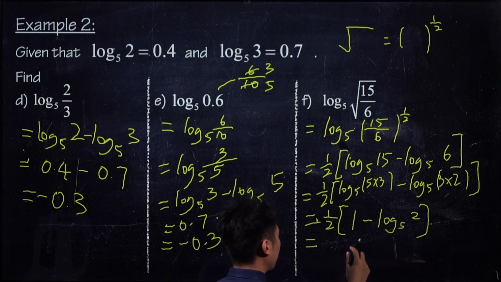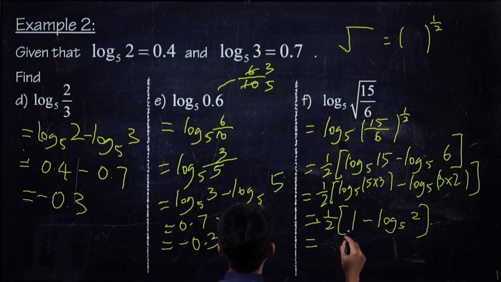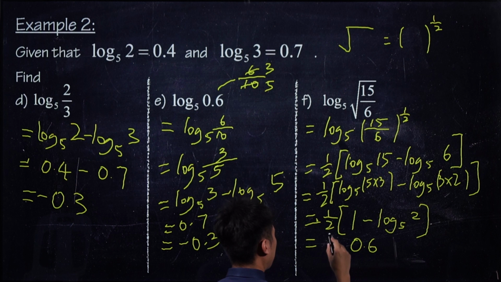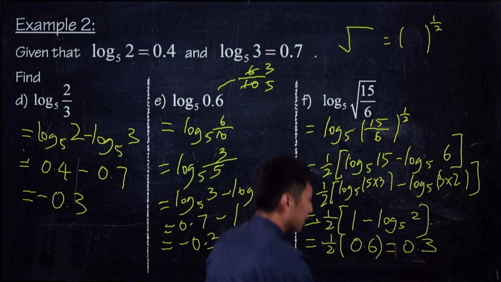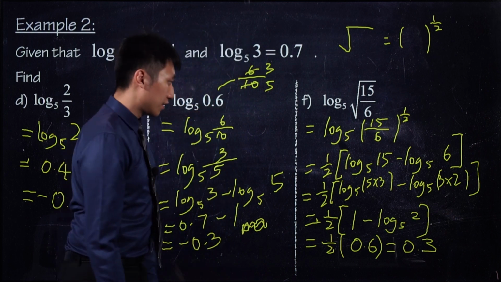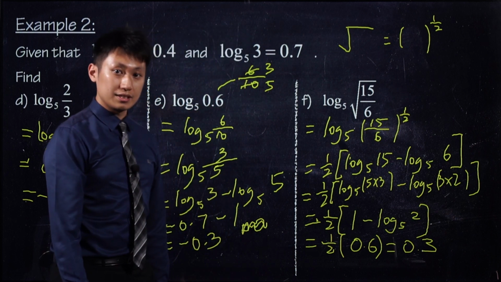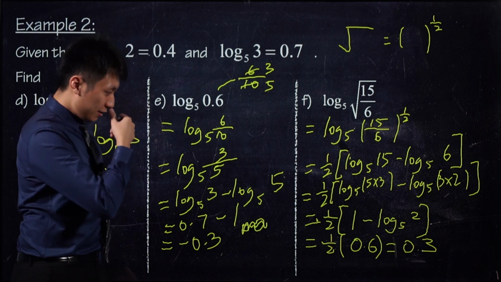Then this one gives you 1 minus log 5 2, 0.4. So this one 0.6 and this is 1 over 2. Answer is 0.3. No problem? Get it? It's easy, right? Okay? It's easy.